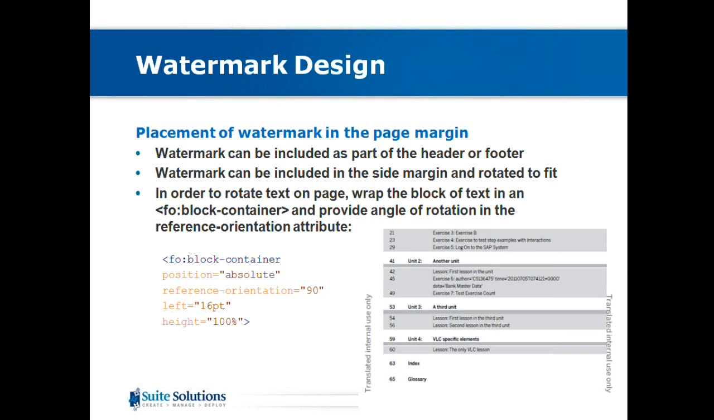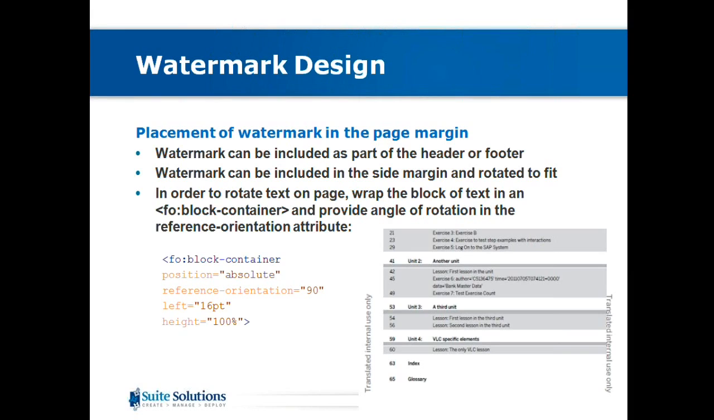A watermark can also be included in the side margin and rotated to fit. Here on the bottom, you see an example of this. They've got some watermark text, internal use only, in the side margins, rotated so that it fits. How would we do this? In order to rotate the text on the page, wrap the block of text in an FO block container and provide the angle of rotation in the reference orientation attribute.